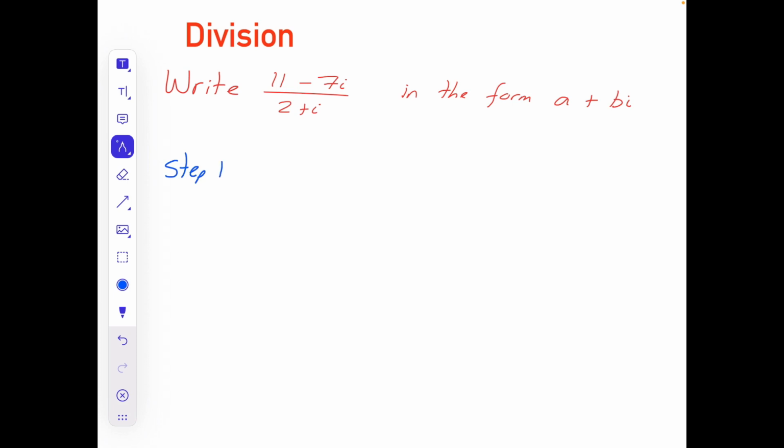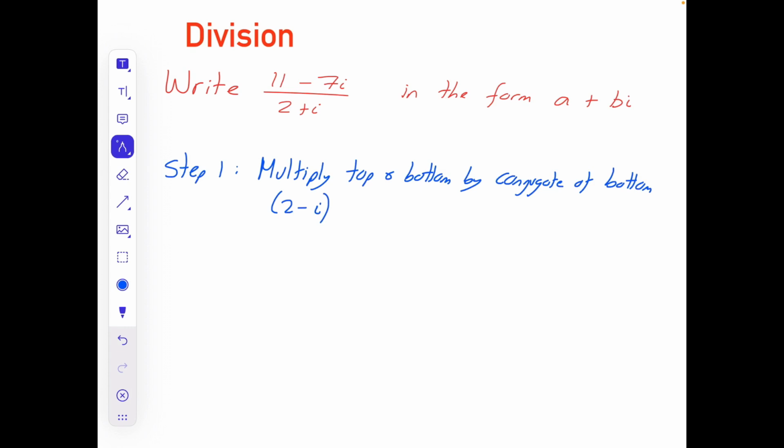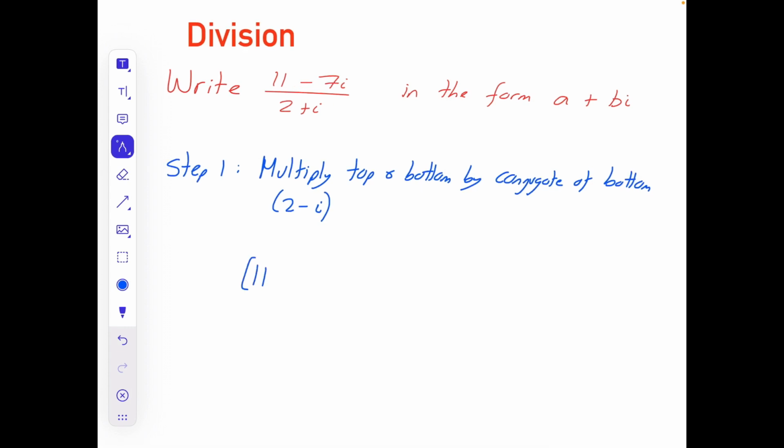Okay, so step 1, we're going to multiply top and bottom by the conjugate of the bottom. So in this case, we're going to multiply by 2, it was plus i, the conjugate will be minus i. Okay, so I'm going to write down my question.